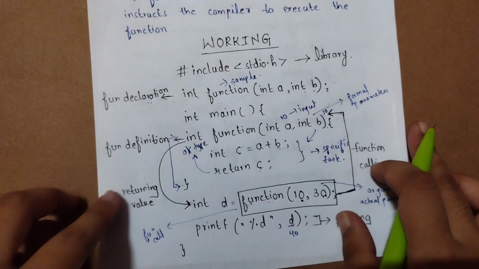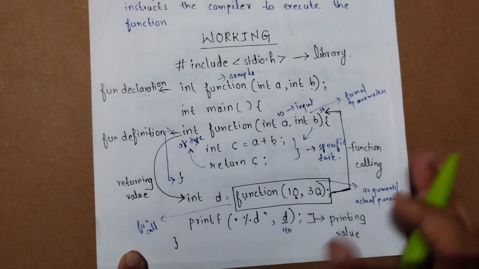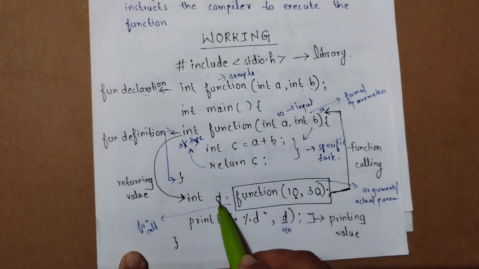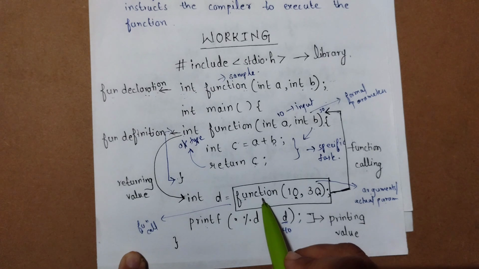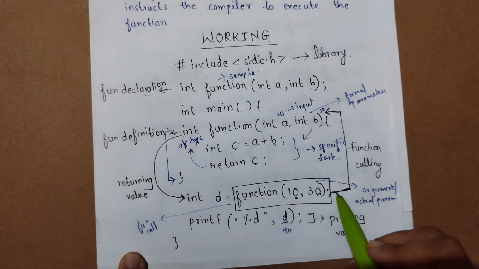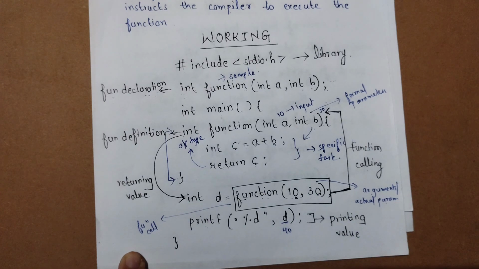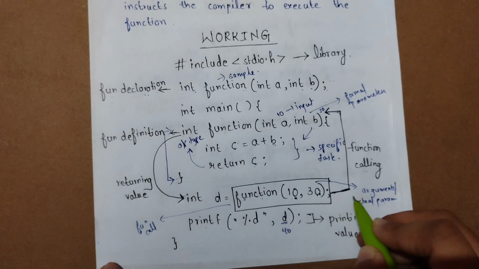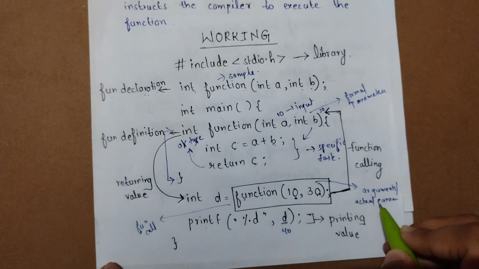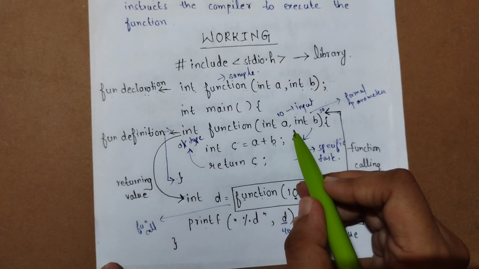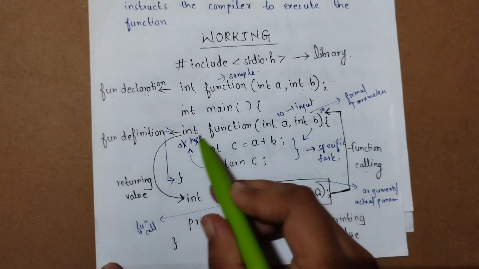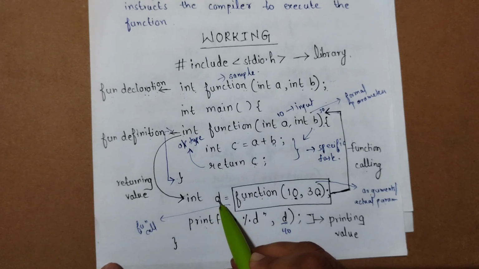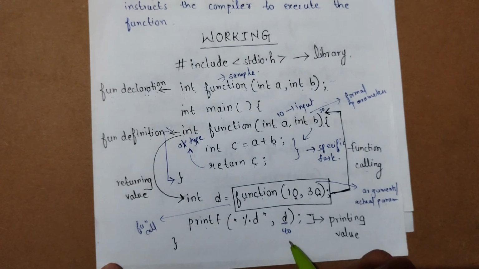Let me explain once again. Okay. First, this is called function call. So when the compiler finds this statement, it searches for this function definition. It gives its actual parameters to this function definition and the logic executes and it will return the value to d. Okay, then it will print the d value as 40.